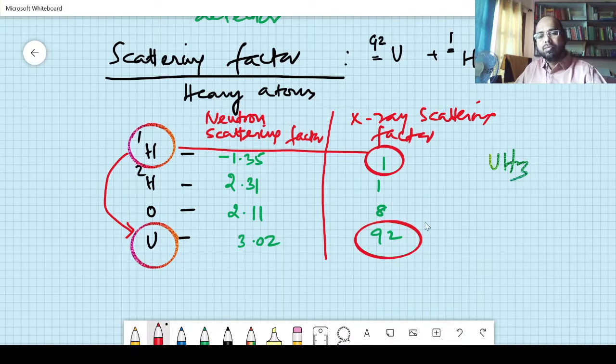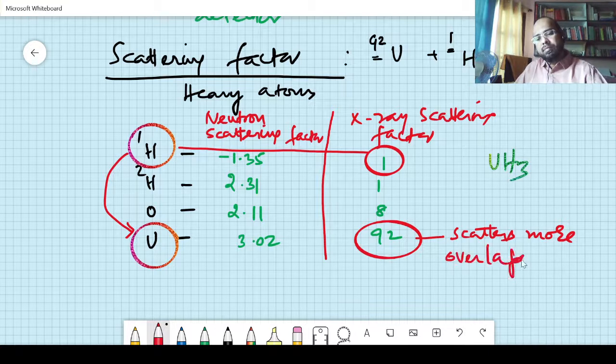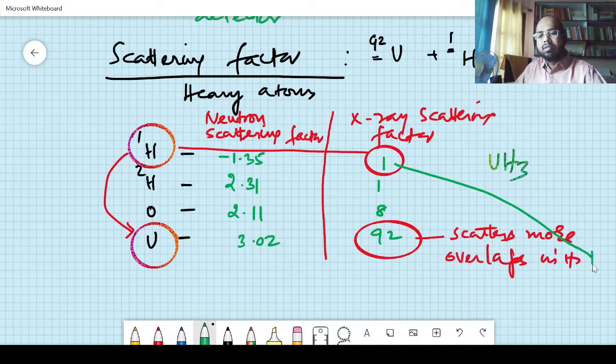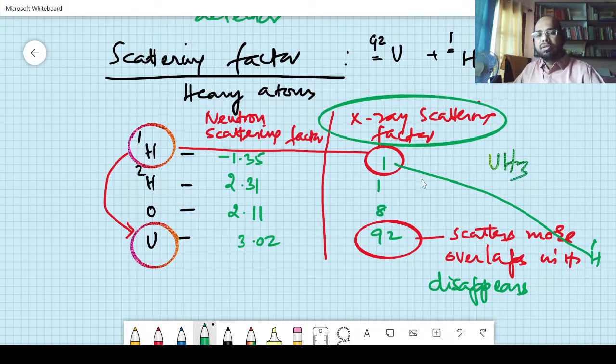So 92 scatters more, and it overlaps with the 1 value, H1. So it disappears. That is, if you use X-rays, in the presence of X-rays, H cannot be found. H is very difficult to find. But if you use neutron diffraction, you get the values there.